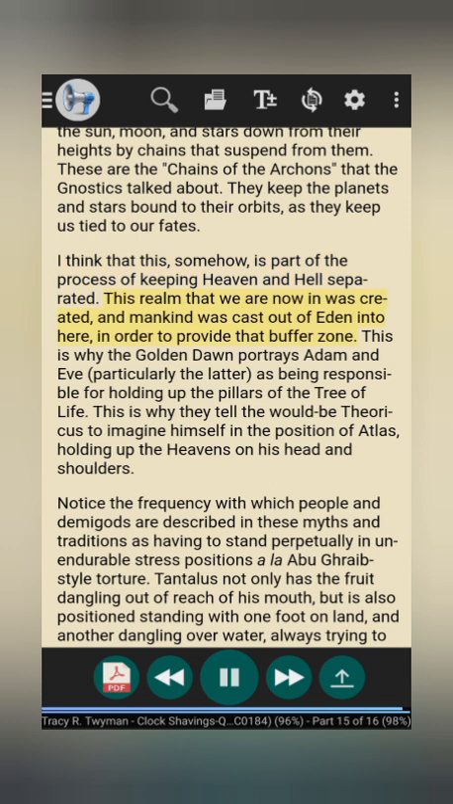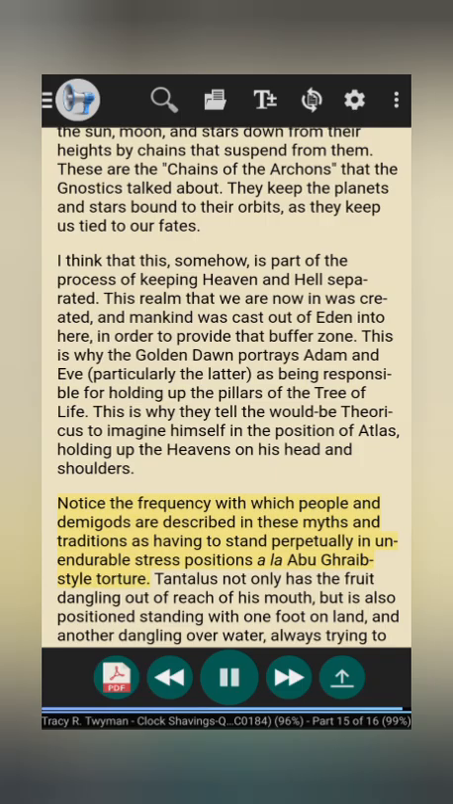This realm that we are now in was created, and mankind was cast out of Eden into here, in order to provide that buffer zone. This is why the Golden Dawn portrays Adam and Eve, particularly the latter, as being responsible for holding up the pillars of the tree of life. This is why they tell the would-be Theoricus to imagine himself in the position of Atlas, holding up the heavens on his head and shoulders.